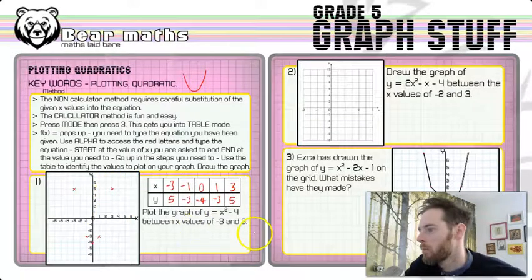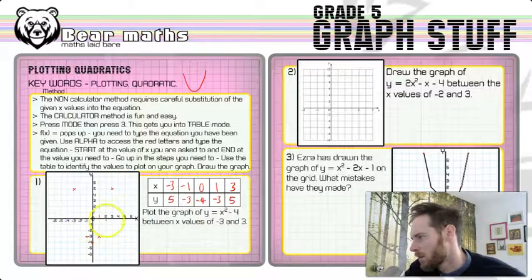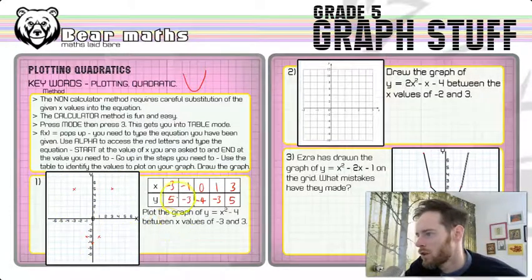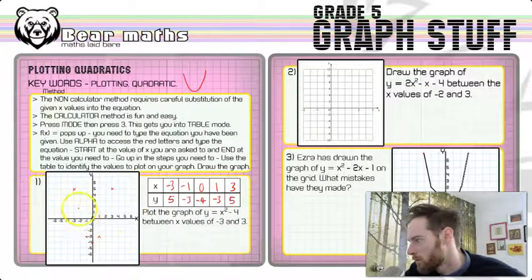If we wanted to, we could put 2 in as well and just plot those points, because it doesn't look like it's going to match up that nicely. So let's just pop those 2s in there. 2 squared is 4, take away 4 is 0. So that would be there and there.